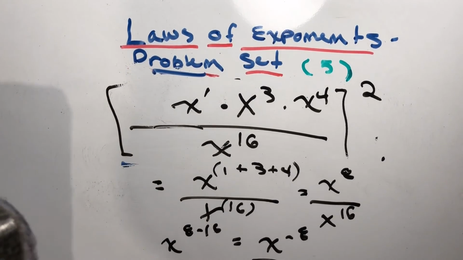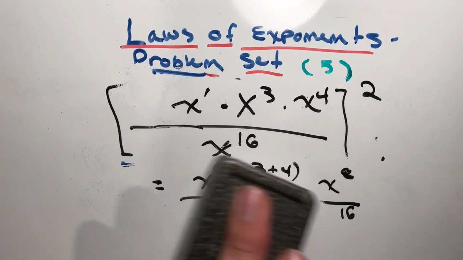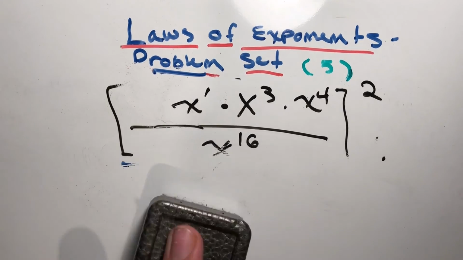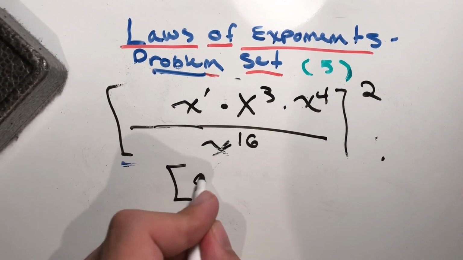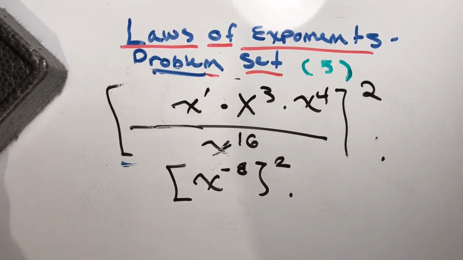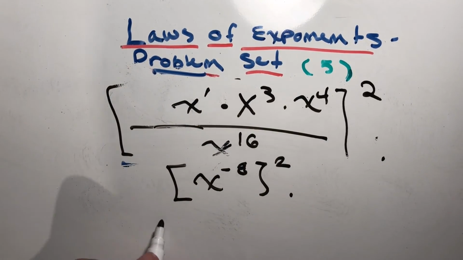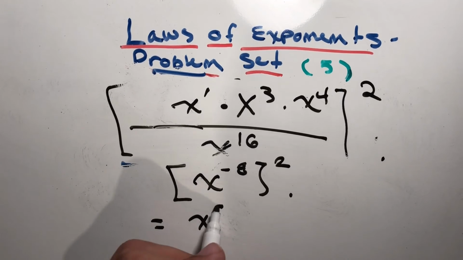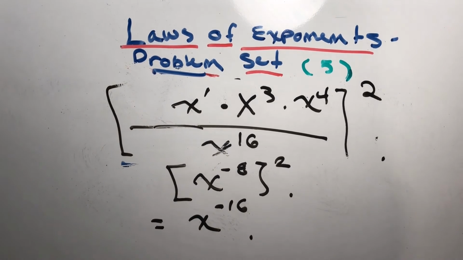And now I'm going to erase this and we're going to rewrite the whole thing. Since the inside is x to the negative 8, we're just taking x to the negative 8 and squaring it. That's all we're doing here, which gives us an answer of x to the negative 16th. Okay, how can we rewrite this nicely?